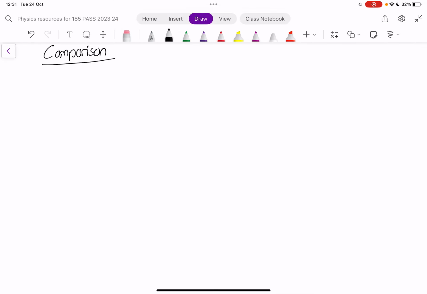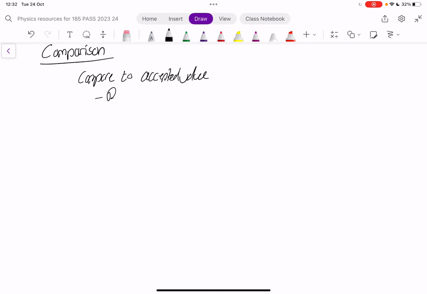Right, after all that hard work, the final stage is to do a comparison of your value to an accepted value. So, compare to accepted value. Now what you've got to do is make sure that you put in a full reference.